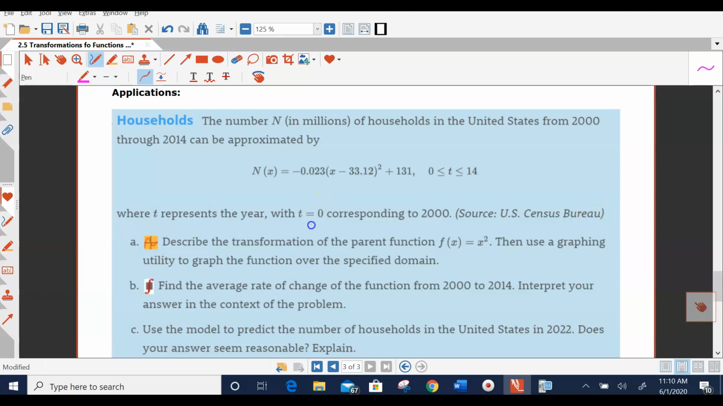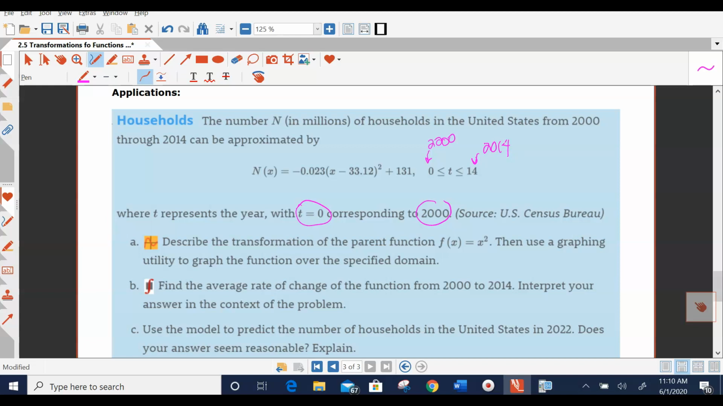Because t equals 0 corresponds to 2000. So that 0 means we're at year 2000. That 14 means we're only looking up through 2014. So that's where this particular equation will apply.